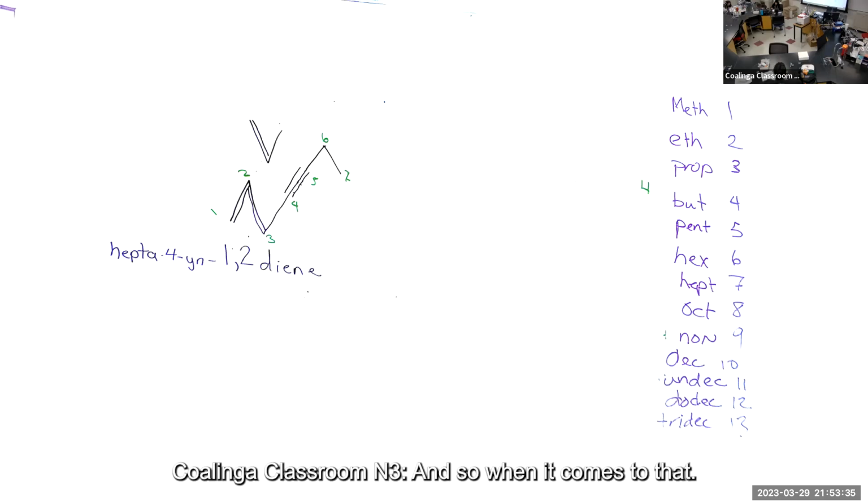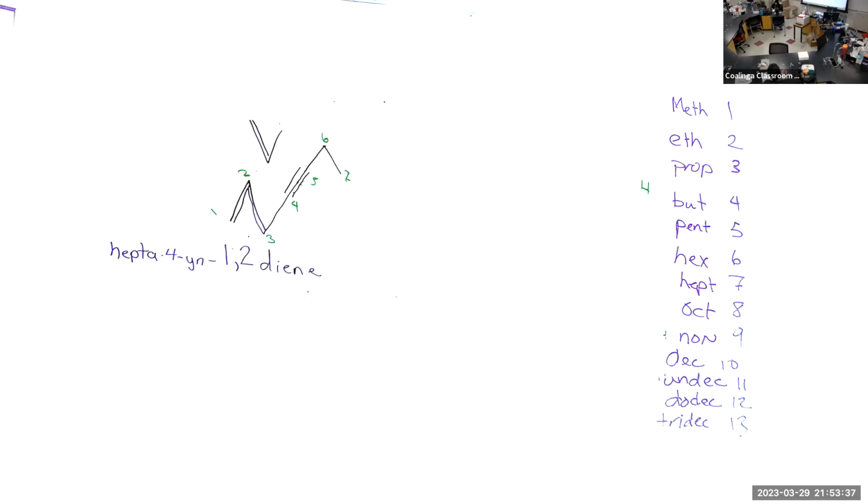So when it's a triple bond, it has to be linear. I did tell you that. Yes, the triple bond has to be linear. It's always going to be. So there has to be a space between. Okay.